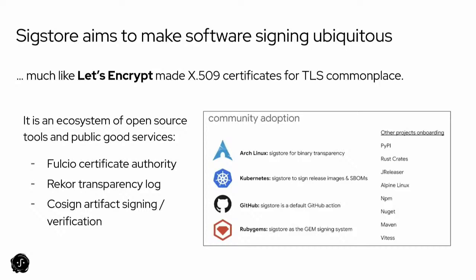In terms of community adoption, there's a bunch of community adoption already. There's Arch Linux, there's Kubernetes, there's GitHub. So GitHub even encourages its users to use SigStore tools for its workflows and binaries. There's also Ruby and Gems. So basically, we have this bunch of projects that are ready to use SigStore tools, and we're very excited to see that happen.